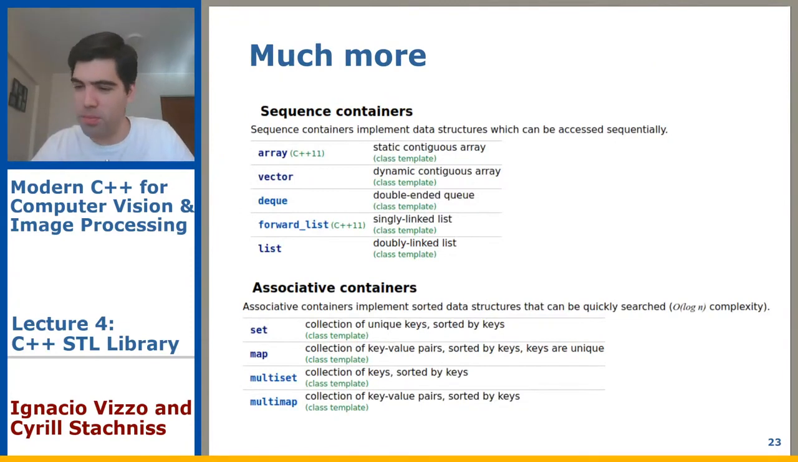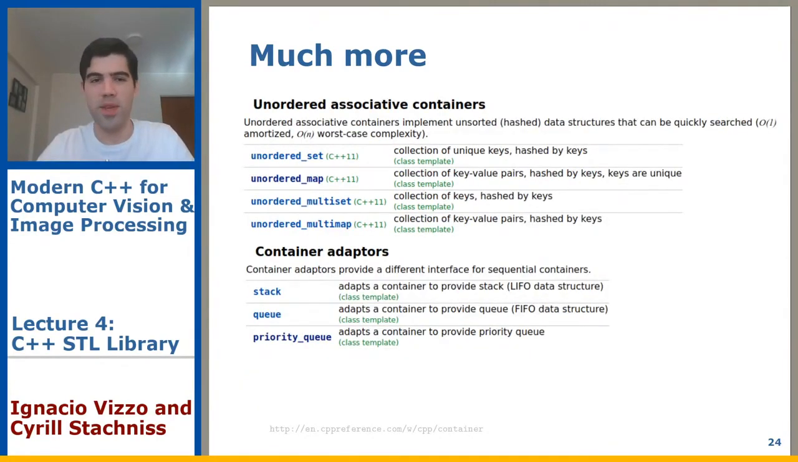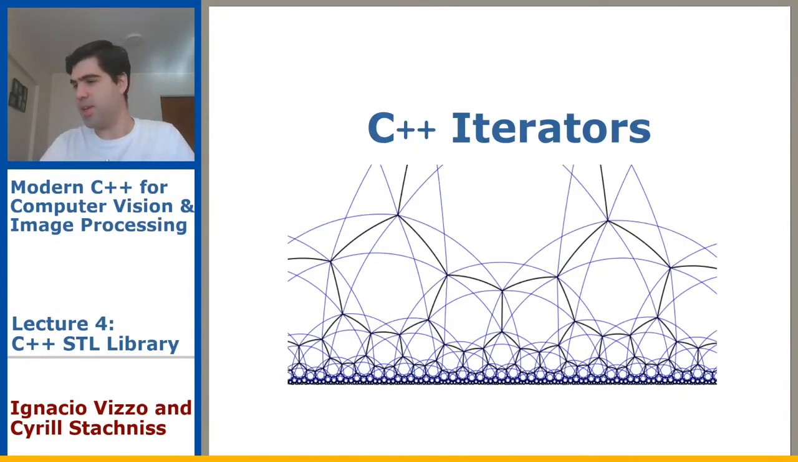And there's much more about containers. As usual, the recommendation is to go to cppreference and check all the containers. In this case, you see array and vector. We only saw 4 containers, and there are at least 20 of them in the STL library, so make sure you check that out. Is there any other question about containers? Otherwise, we move forward.